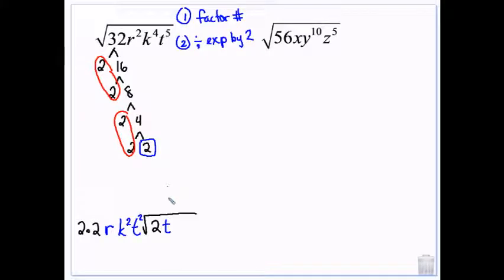Does that help? Okay. So then after I've figured all that out, I'm going to multiply this stuff that needs to be back together. So I get 4r k squared t squared times the square root of 2t. And that's my final answer there. That's completely simplified.